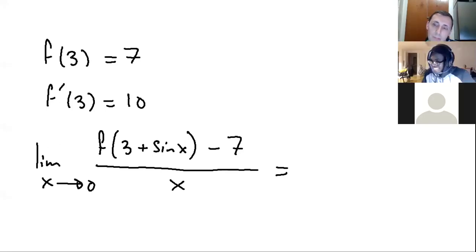Times X? But what is X? It doesn't exist. You have to understand, we're saying there is a number that's going to zero. When you say X, you are talking about all numbers of sorts. Just think about what this is saying. This is saying that I don't read X. I say a number is approaching zero.